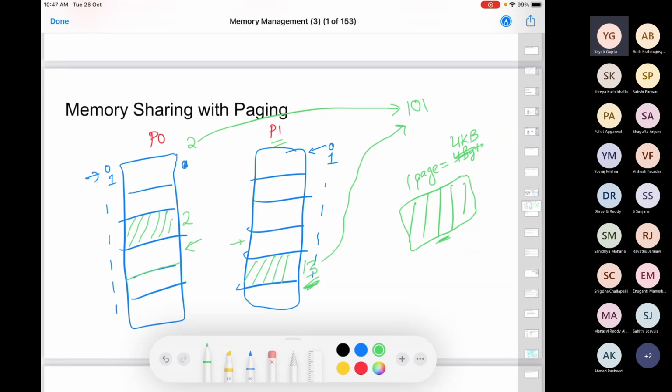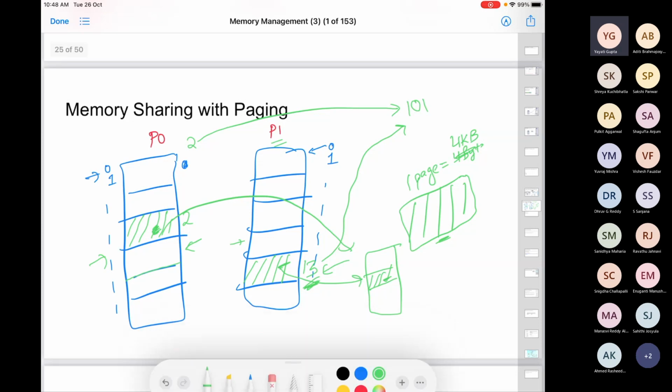So although this particular page is in the virtual address space of both the processes, when you talk in terms of the actual physical memory, there is only one frame which is mapped to both of these pages. So whenever you make any change in this array, it will be reflected in your actual physical memory, and the same holds for the other process. So this way you can share memory with the help of paging. You cannot do it with contiguous memory allocation.